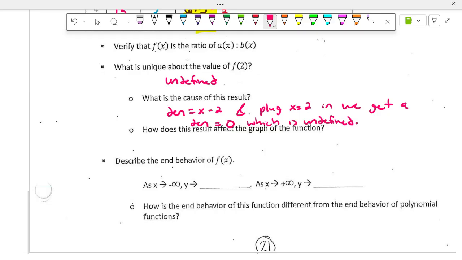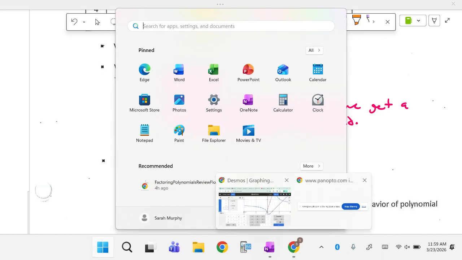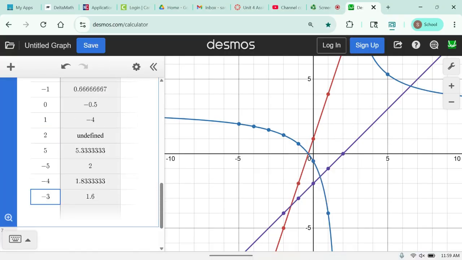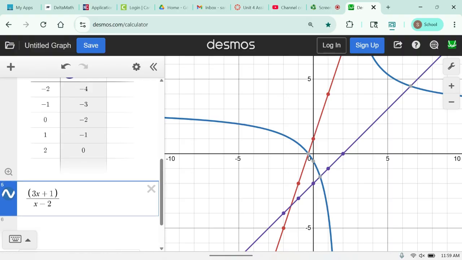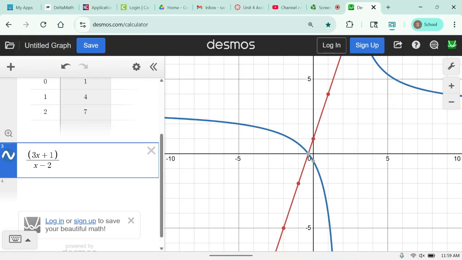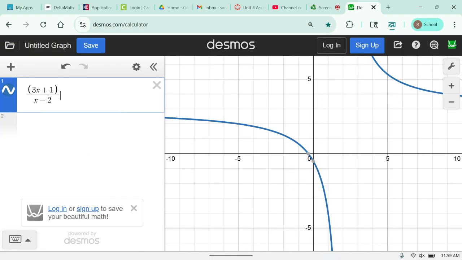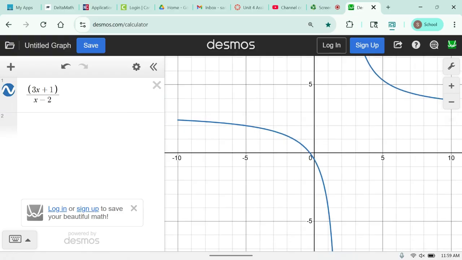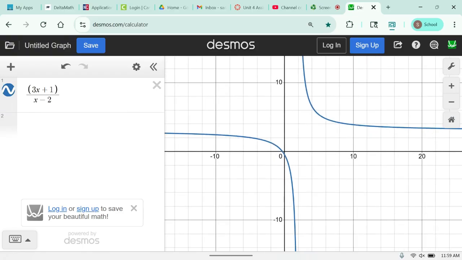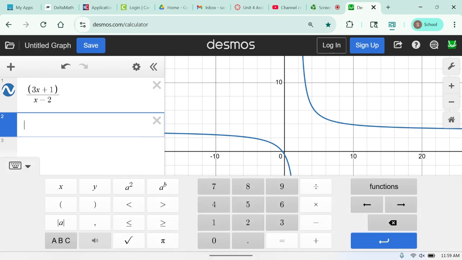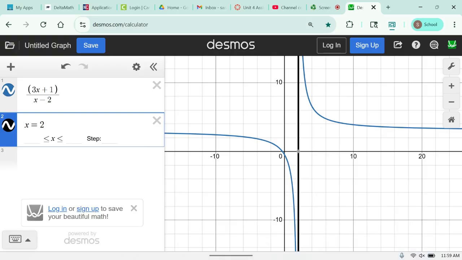Now, what does that result in? Well, let's go back to our graph for a second. I'm going to exit out of the tables and all the functions except the one that we're looking at, f of x. If I zoom out a little bit, this is what my graph looks like. Now, we had issues at x equals 2, so I'm going to graph that as well, just so we can see it. I'm going to graph x equals 2. So we got a straight line.